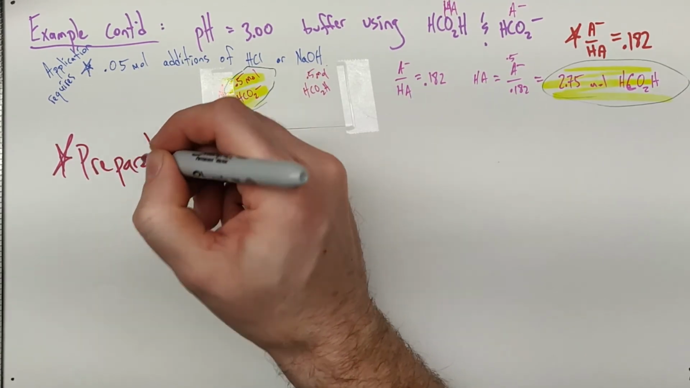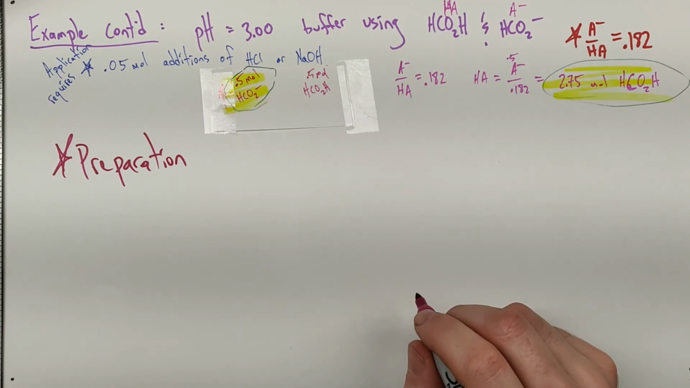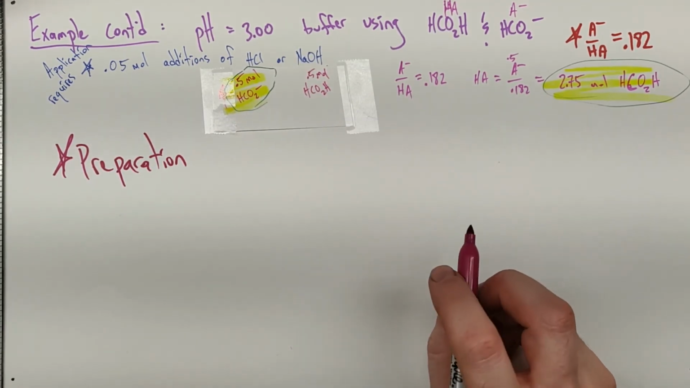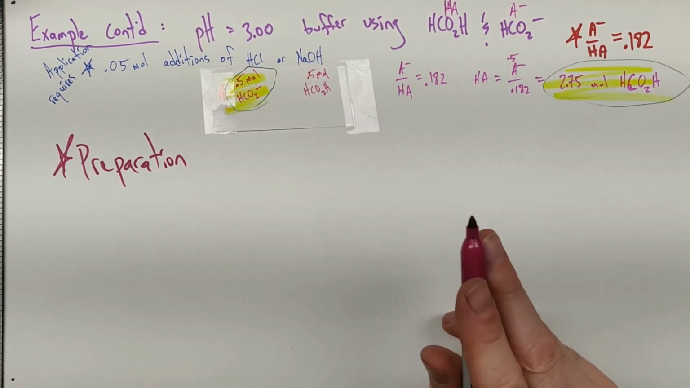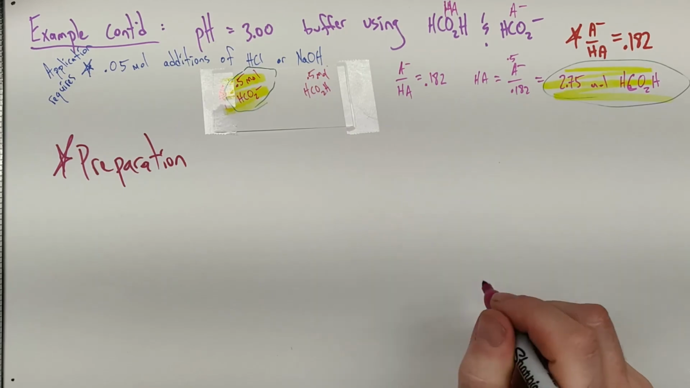And we're just going to use some kind of standard laboratory items that you might have. In this particular case, we'll say 6 molar formic acid and solid sodium formate. And I want to point out that there's a few different ways to do this.